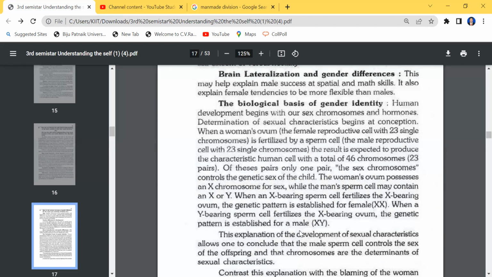Sperm is a cell where fertilization happens. The result is expected to produce a human cell with a total of 46 chromosomes. Of these pairs, only one pair, the sex chromosomes, controls the genetic sex of the child. The woman's ovum possesses only X chromosomes for sex, while the male's sperm cell carries either X or Y. When an X-bearing sperm cell fertilizes the ovum, the genetic sex is female; when a Y-bearing sperm fertilizes it, the genetic sex is male.